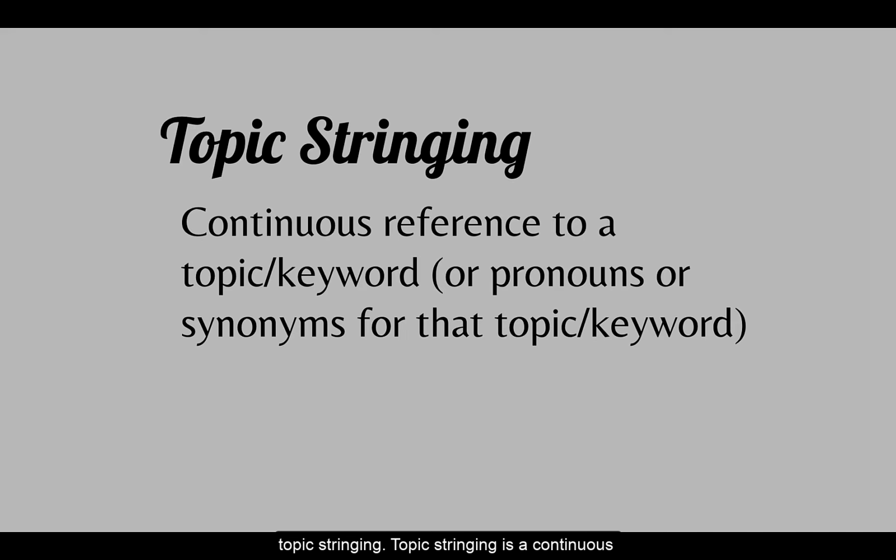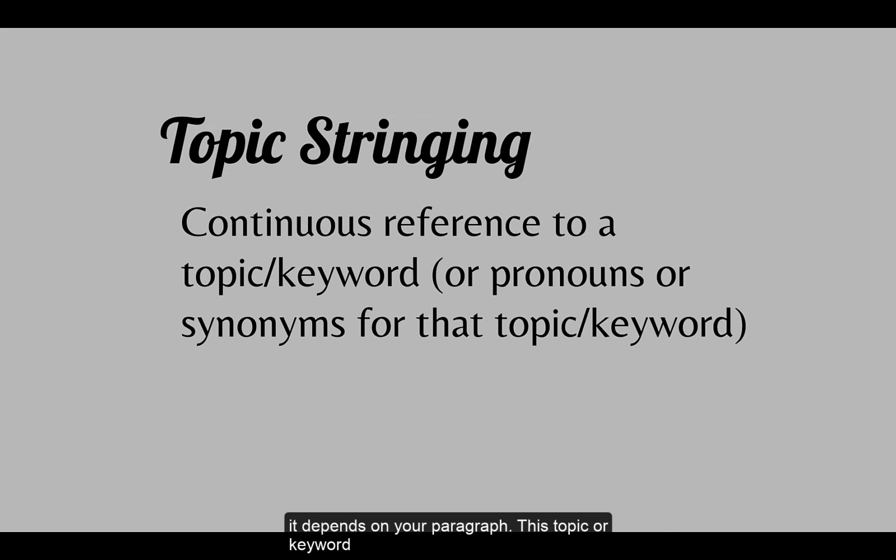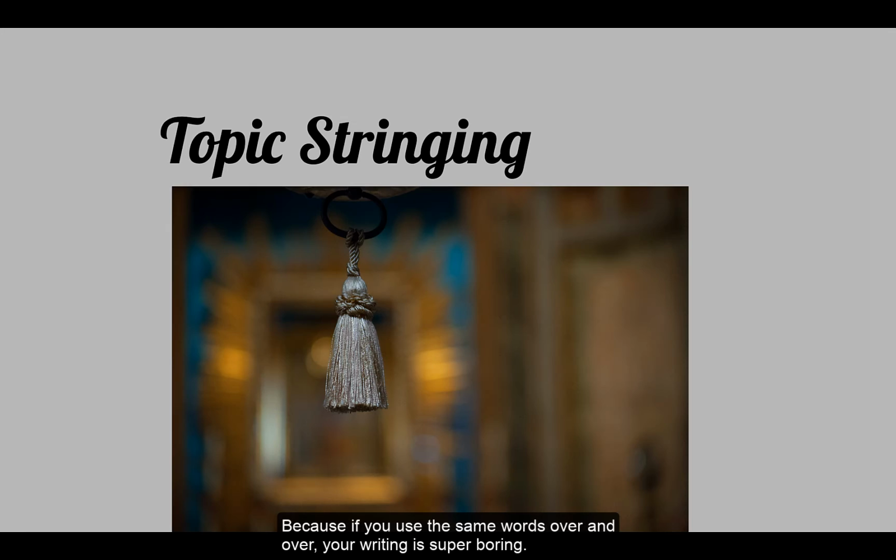Topic stringing is a continuous reference to a topic or a keyword. It depends on your paragraph. This topic or keyword can be referenced in a bunch of different ways. Sometimes you're going to use pronouns. Sometimes you're going to use synonyms for that topic or keyword. Because if you use the same words over and over, your writing is super boring.